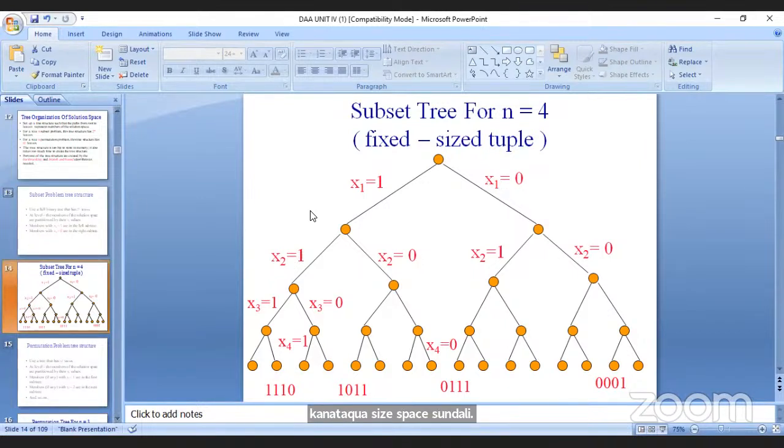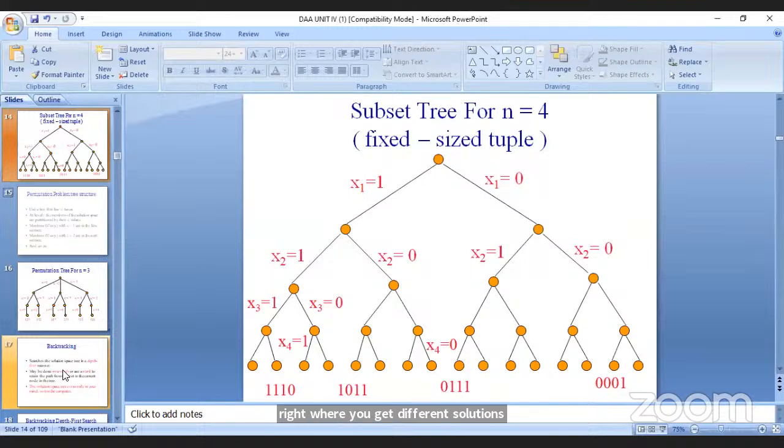This is called as state space tree. Remember that. This is called as state space tree, right? Where you get different solutions. Clear? So coming to this one.